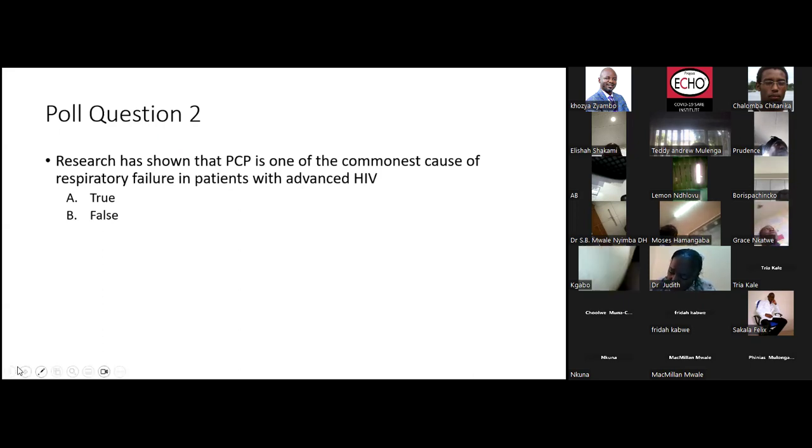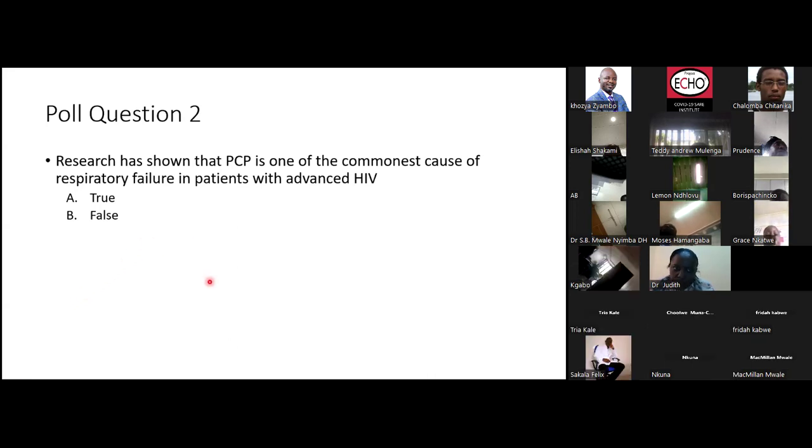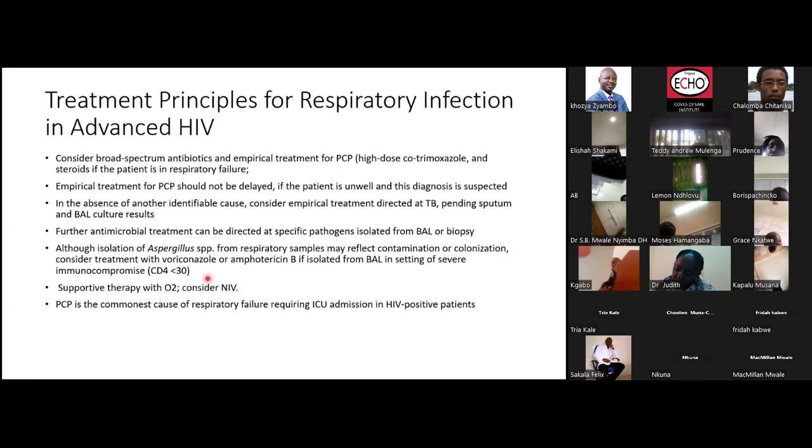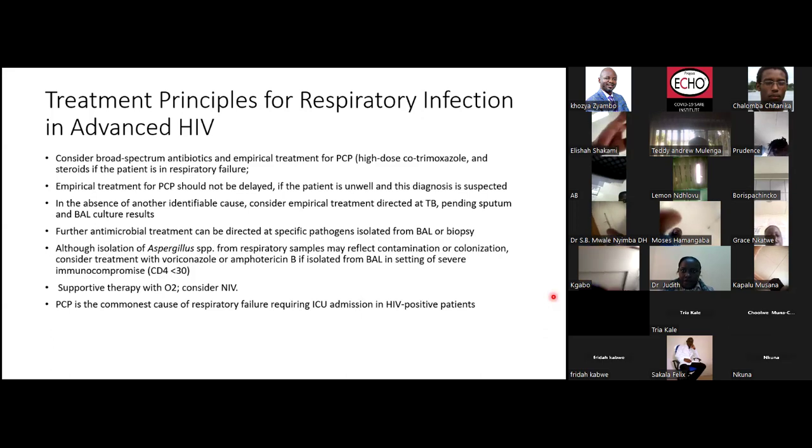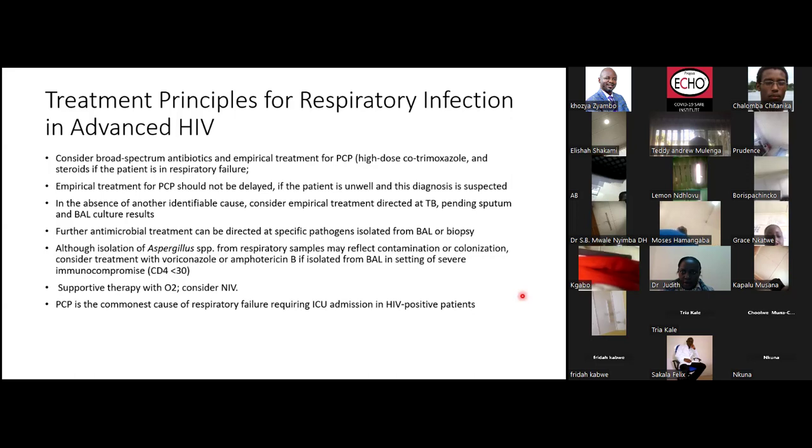Okay, so when it comes to treatment principles, when you have a patient with a respiratory infection, more than half of respiratory infections actually we never get to know the etiology. So the first thing that you want to look at is how sick the patient is. And if the patient is very sick and in respiratory distress, especially respiratory failure, then it's very good to consider empirical treatment for PCP. It should not be delayed. If you think someone is at risk of PCP, then the treatment should not be delayed.